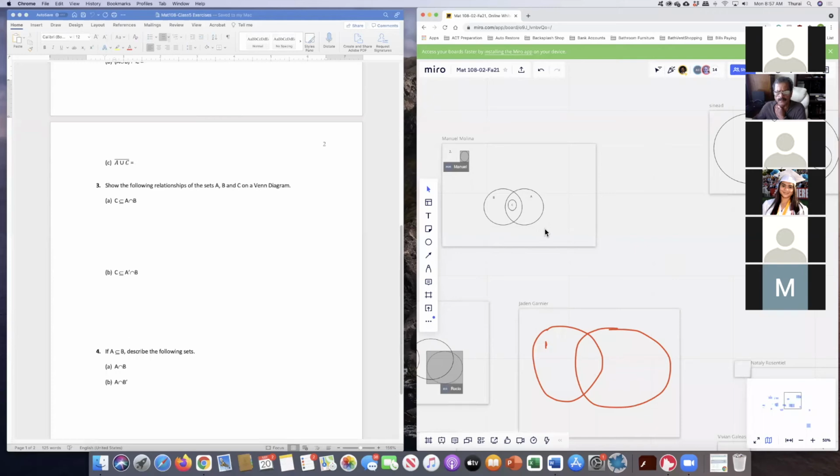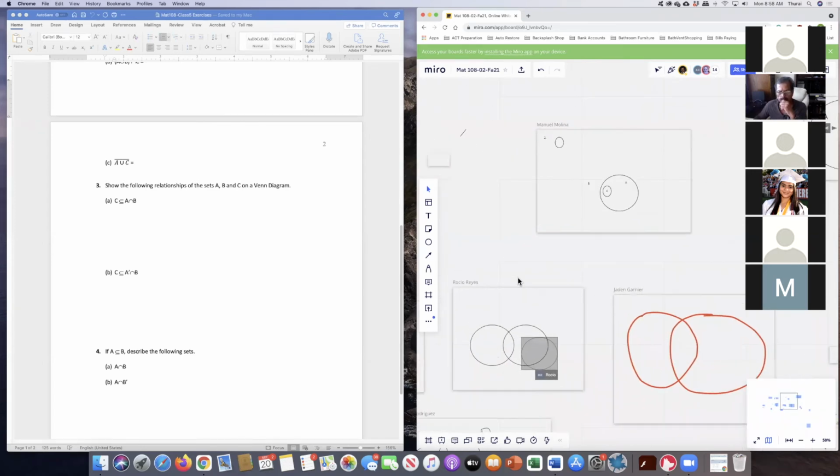Manual, I think you have the answer for the previous picture still on there. You may want to remove that. Got it. If you keep the picture for the other problem, it'll be confusing to me.